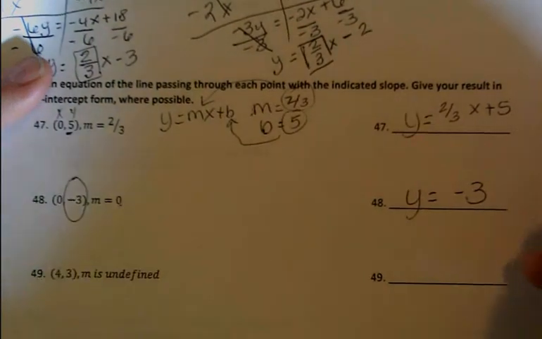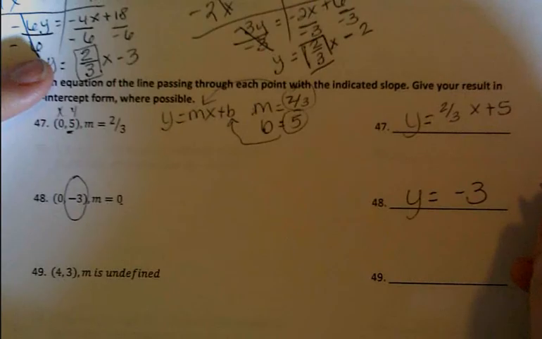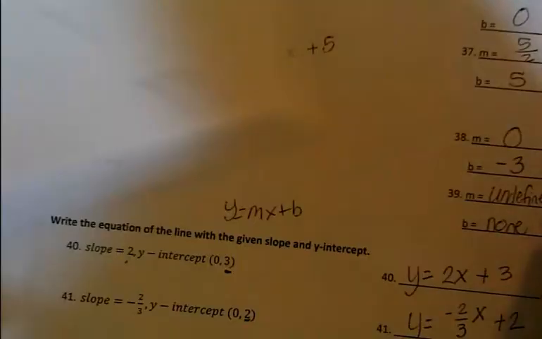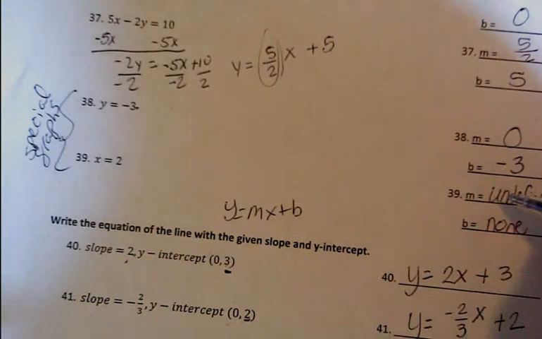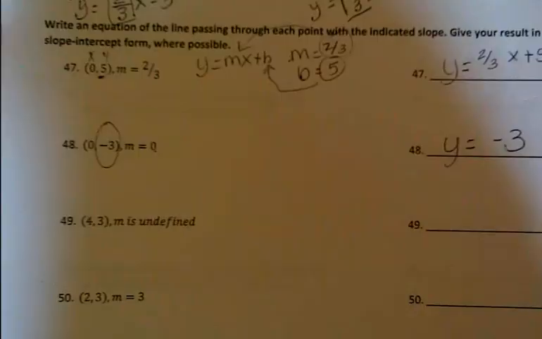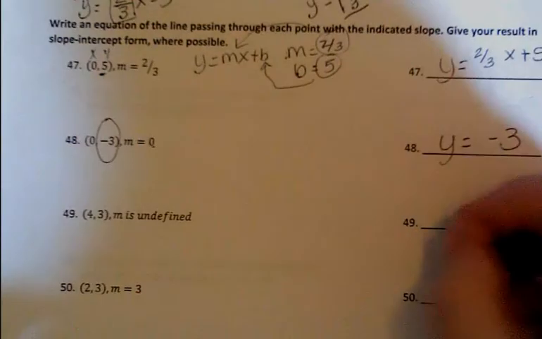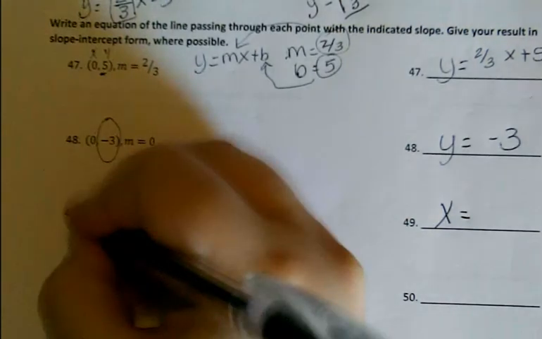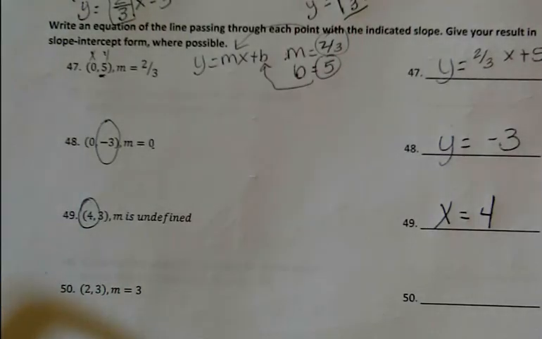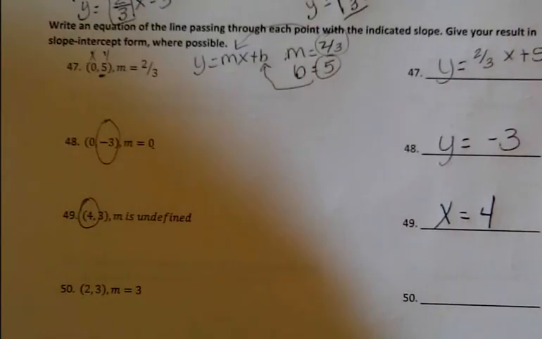Coincidentally, when we see problem number 49, our problem says that our slope is undefined. Whenever your slope is undefined, like here on number 39, you have x equals a number. So x equals, and then you find what your x value is, which is 4, and you are finished. So as long as you can get what x equals a number and y equals a number, the slope and y-intercept are, you should be good.